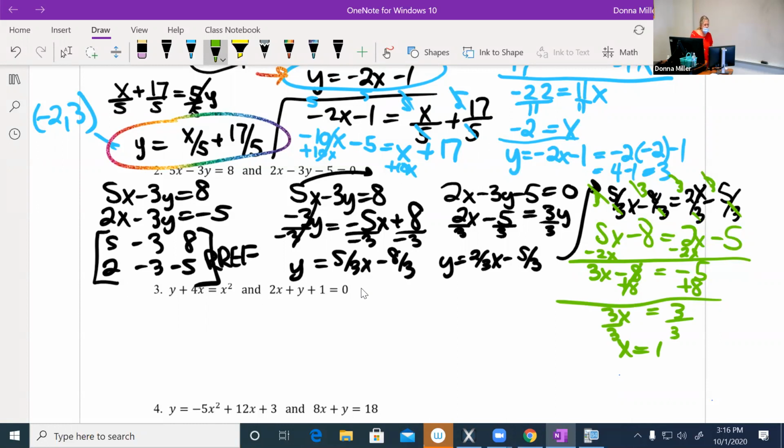Now they want the points, so I got to go back and get y. Use your favorite one. I like this one. Don't know why. So if I plug in x equals 1, I get 5/3 times 1 minus 8/3. So 5/3 minus 8/3. That's going to be negative 3/3. You can plug it in a calculator if you need to, right? It's negative 1. Okay. So I get 1, negative 1. Yes, x is 1, y is negative 1. Is that right?